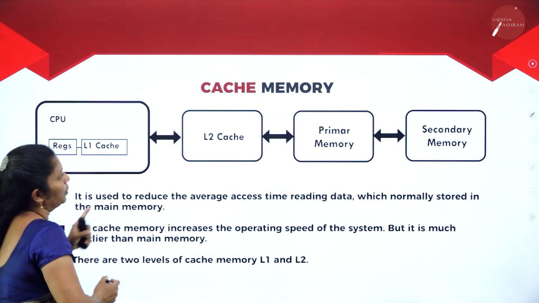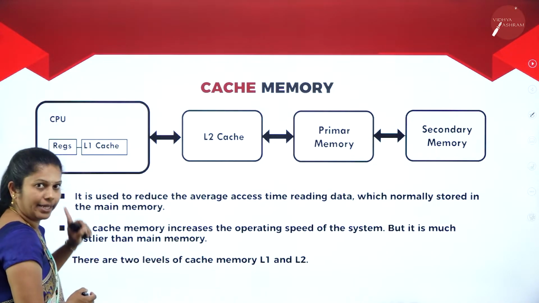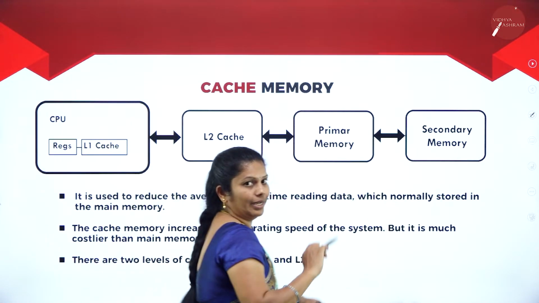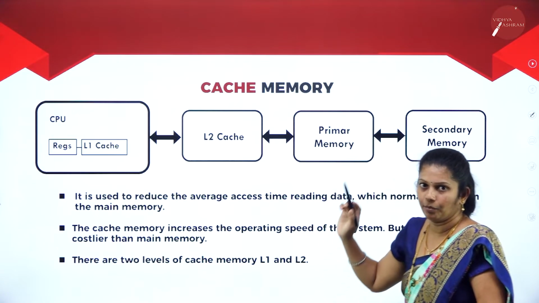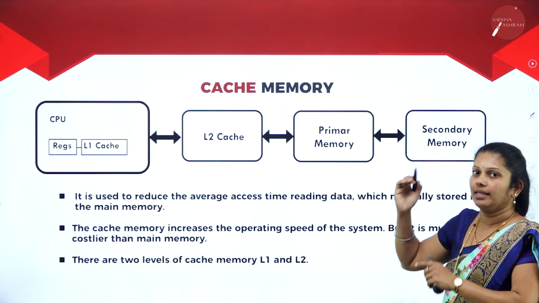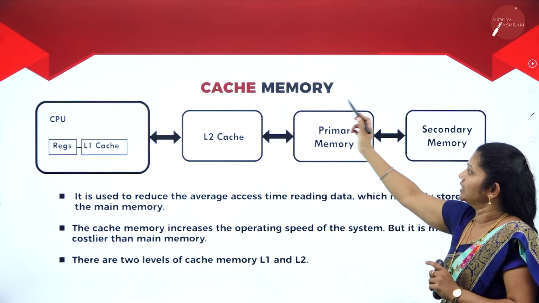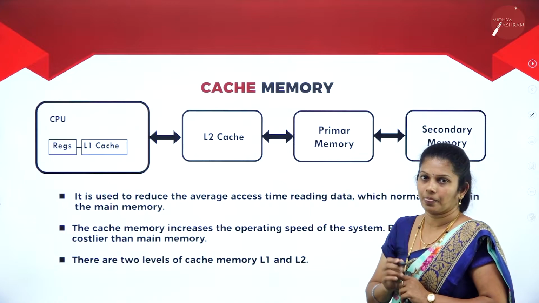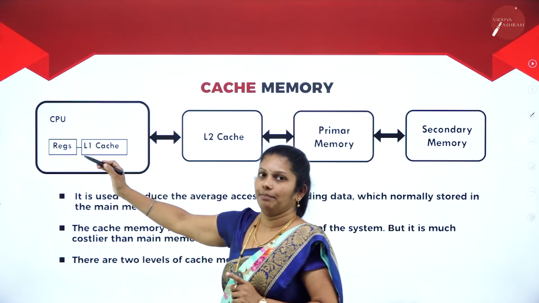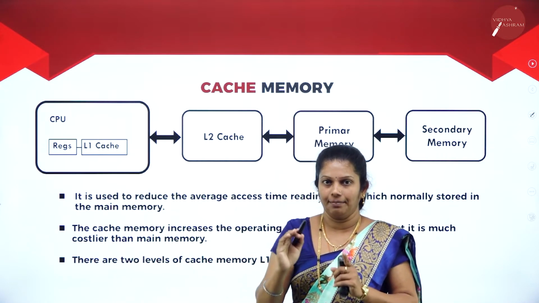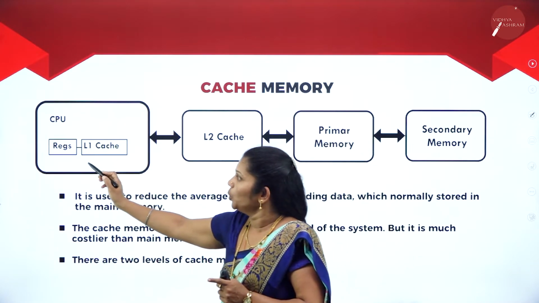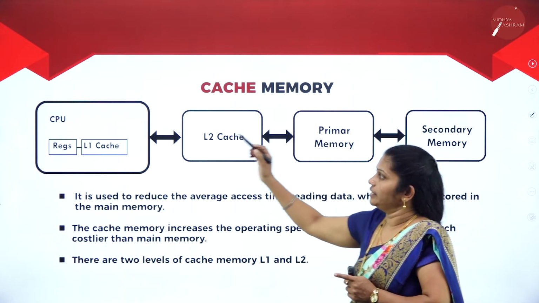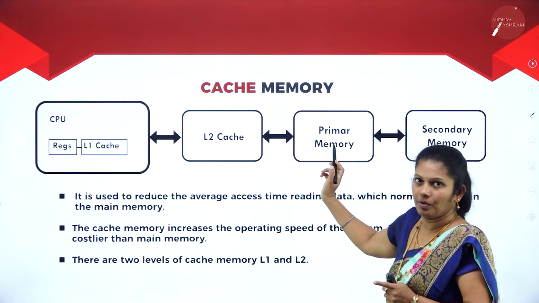Consider we have a CPU. Inside the CPU we have registers, L1 cache, L2 cache, primary memory and then secondary memory. Data are permanently stored in the secondary memory. When you switch on the system, at booting time, the data will transfer to primary memory. Data, applications, everything will transfer to primary memory. Consider the CPU wants some data. What will it do here? The CPU will request the data in the primary memory.